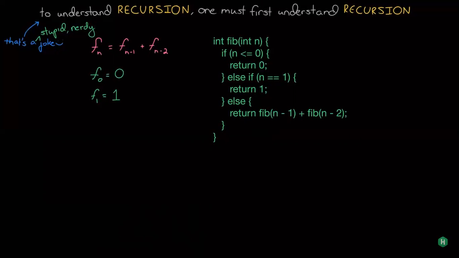So let's walk through this with a more concrete example. Suppose we call this for fib of 4. Well, fib of 4 will call fib of 3 and fib of 2. Fib of 3 will call fib of 2 and fib of 1. Fib of 2 will call fib of 1 and fib of 0.